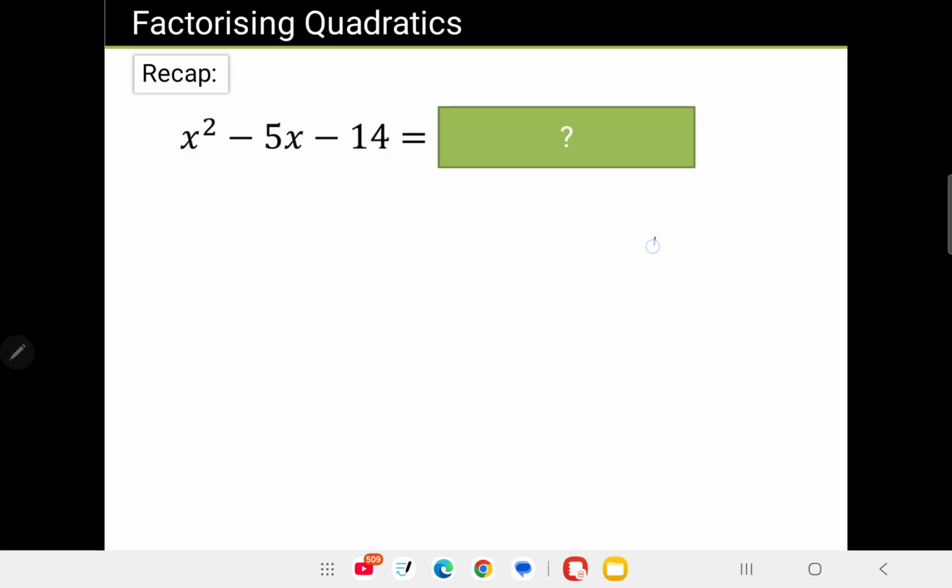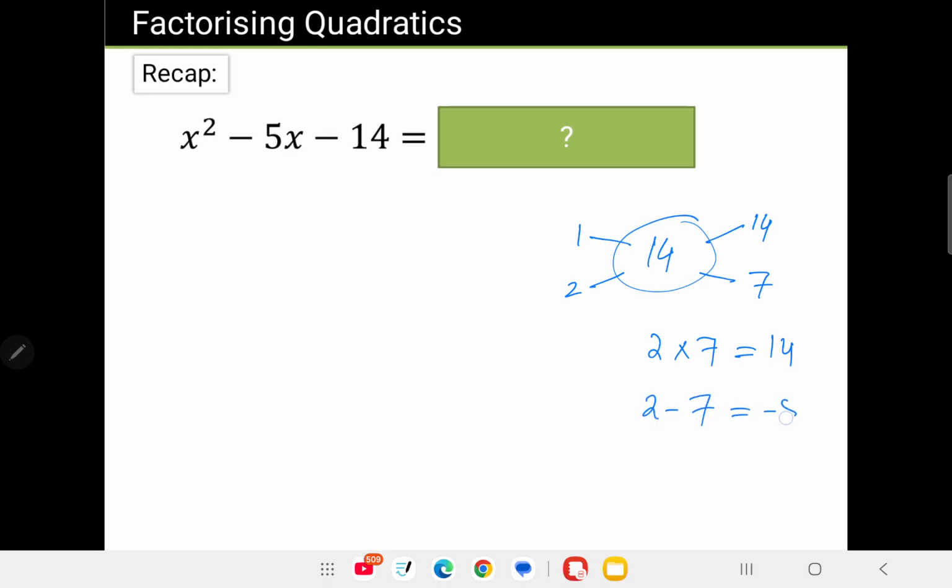So if you consider the factors of 14: 1 times 14, 2 times 7 is 14 as well, and these are the factors of 14. If we consider 2 times 7 as a product, it is 14, and as a sum, if you have 2 minus 7, it is minus 5. So 2 times minus 7 will be minus 14, and 2 minus 7 is minus 5. So this should be the right pair, 2 and minus 7.